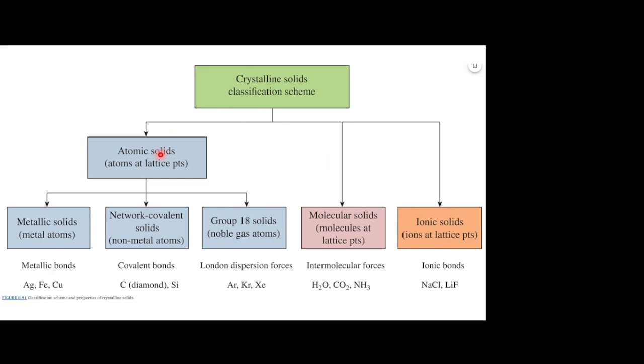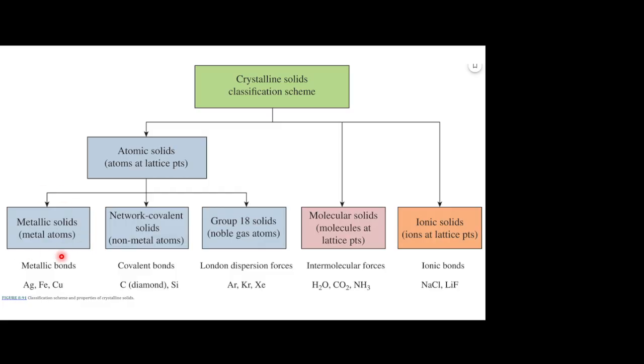Let's go ahead and look at our atomic solids. You notice I didn't give you examples yet because there are different types of atomic solids. You may have been wondering about diamonds and silicon and all the stuff I really like. Those are network covalent solids, i.e., you have covalent bonds that attach everything together. They're going to have nonmetal atoms at your lattice points, attached with covalent bonds.